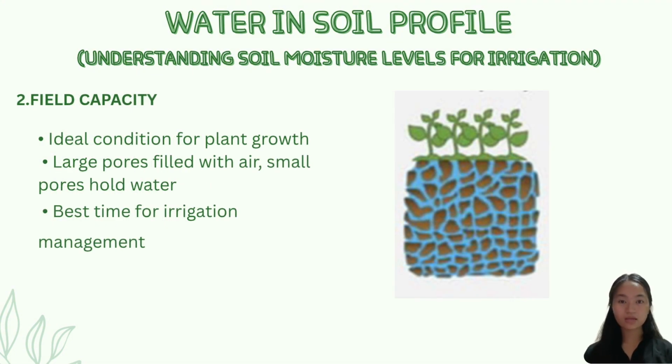The second condition is called field capacity. This is the ideal condition for plant growth. In this stage, large pores have air and small pores hold water. So it's the best time for irrigation management because it provides a good balance of air and water for roots.